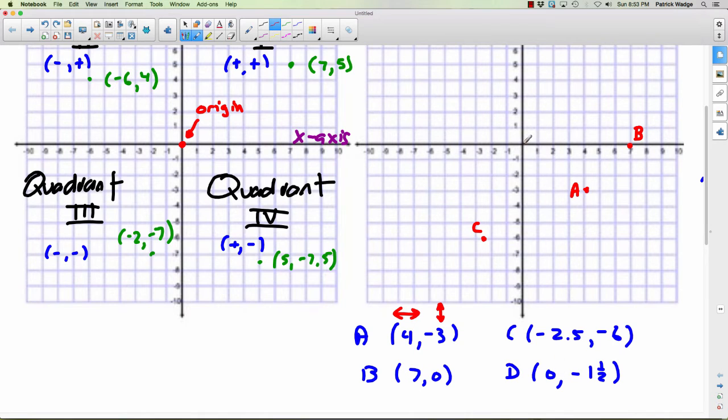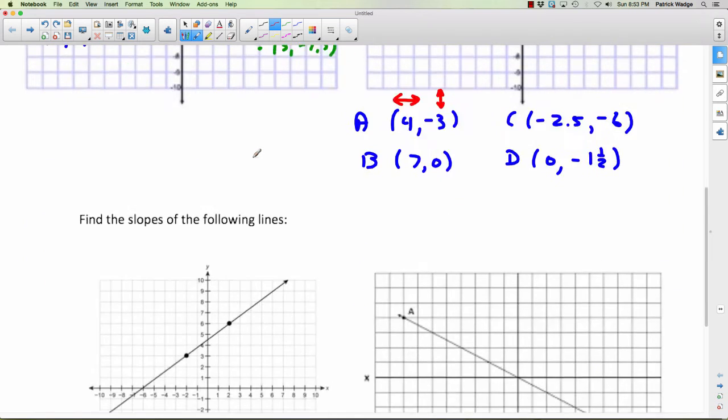And the last one, D. 0. So what does that mean? That means don't go left, right. Just stay exactly where you are. Stay there. And then go down 1.5. So that is point D. By the way, back to the origin. What's the ordered pair for the origin? It's 0, you don't move in this direction, don't move left, right, and then 0, don't move up and down either. So the origin's the point 0, 0.